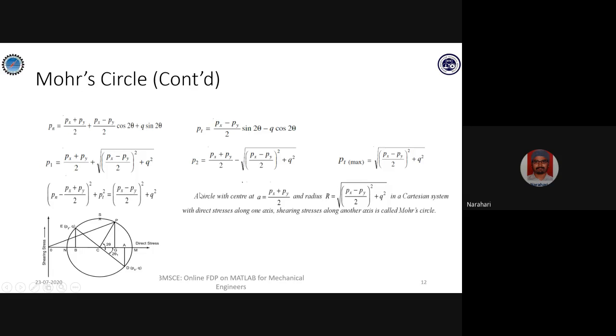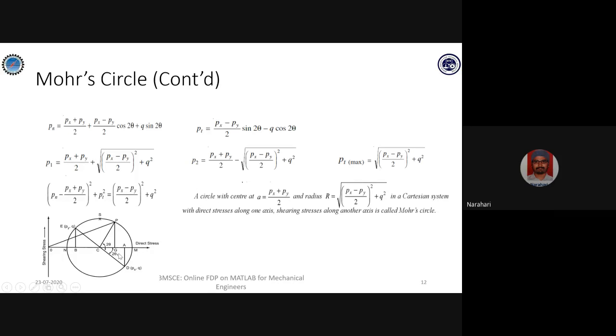Now coming to the Mohr circle, this is the point we will be dealing with in today's discussion. A Mohr circle is nothing but a circle. It was given by the famous Otto Mohr, and he gave us this idea that a circle with its center at (px plus py)/2 and radius root of ((px minus py)/2) whole square plus q square, which is nothing but the pt max, in a Cartesian coordinate system with direct stresses along one axis and shearing stresses along the other axis, is what is called a Mohr circle. You can see an indicative figure in this particular slide here.